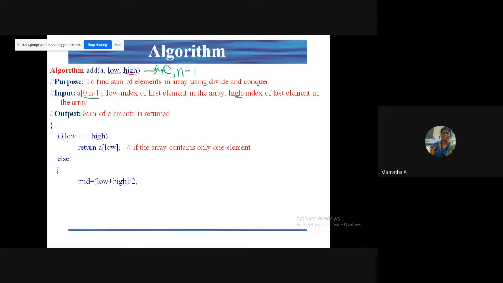See, there are several ways to divide the problem into sub-problems. And with research, they have found that using the concept of mid, the results are good. So we are going for mid. Mid is equal to low plus high by 2. Now, quickly just tell me, if I use mid, what is my first sub-problem? The array A will be from what to what, students?